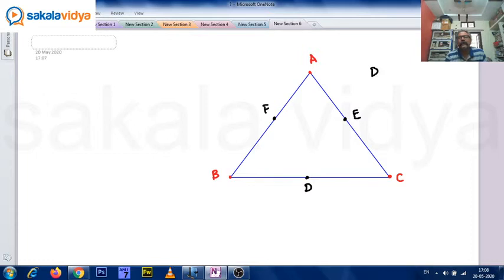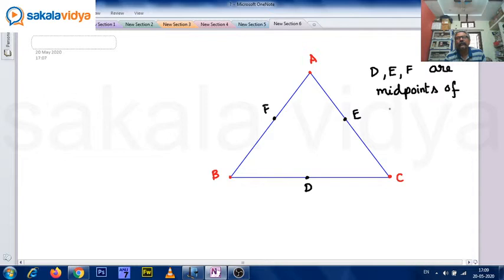That means D, E, F are midpoints of BC, CA and AB respectively.